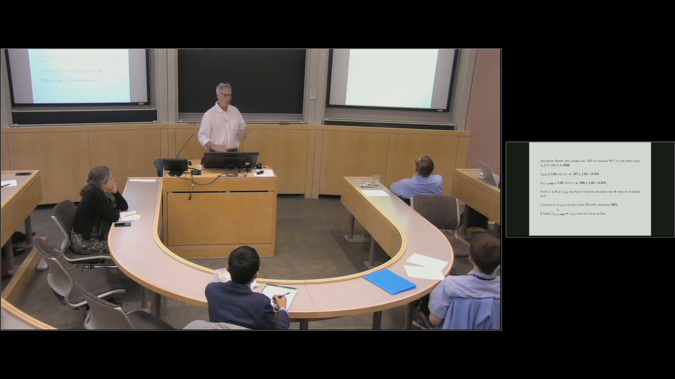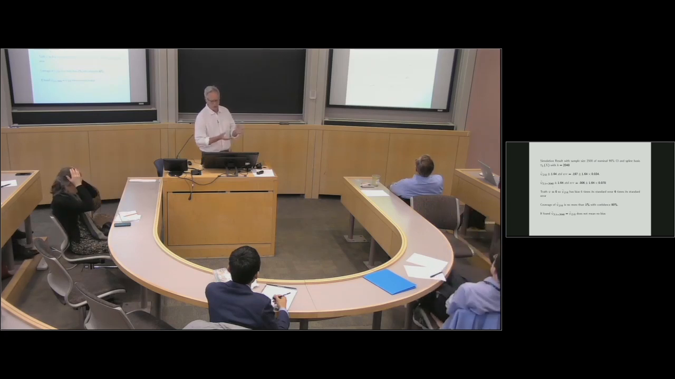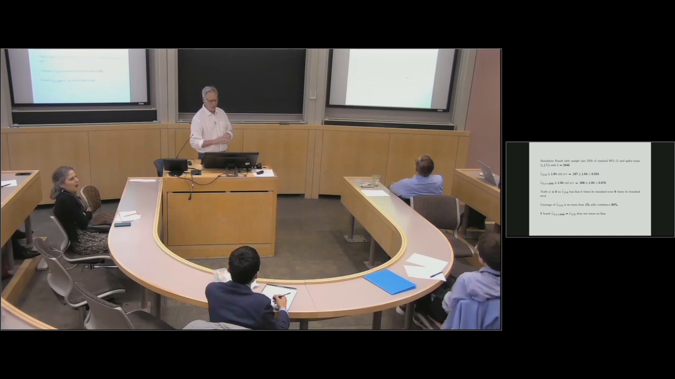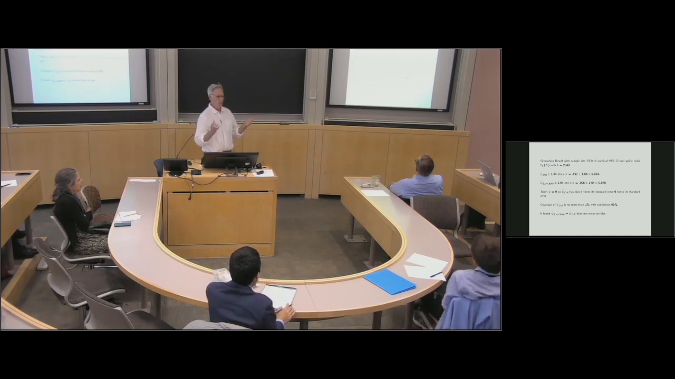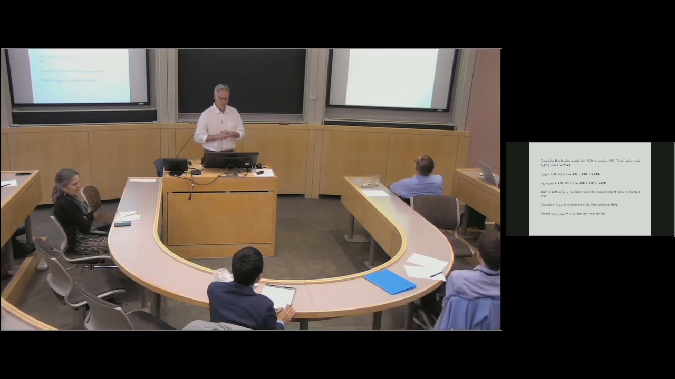Okay, so we did a simulation with a sample size of 2,500, and we were going for 90% confidence intervals. And we used a spline basis. We used 2,048 spline bases, which is close to the sample size. We're using less than the sample size, which is important in some ways.